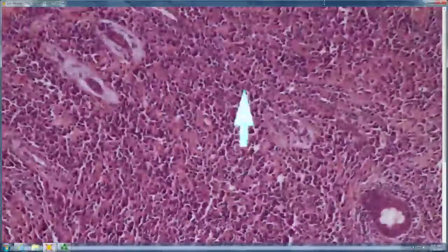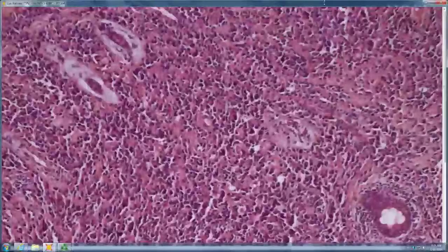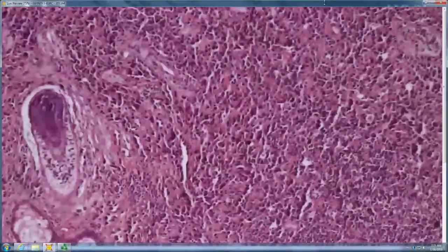So you have hyperchromatic nuclei forming crack-like spaces between the collagen, and you are absolutely correct, that is angiosarcoma. Well done.